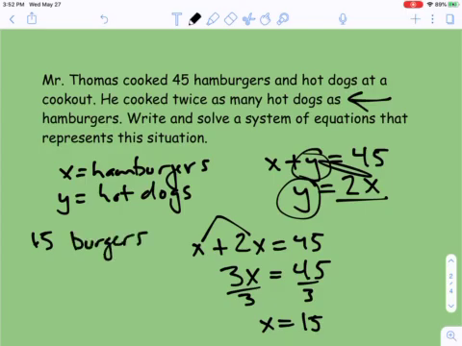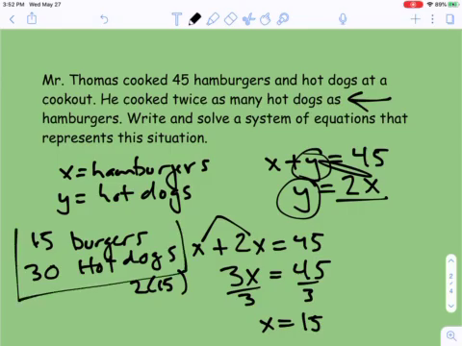And then he made hot dogs, right? And we know that it was twice as many hot dogs as hamburgers. Well, if he made 15 hamburgers, he made 2 times 15 hot dogs, which is 30. So he made 30 hot dogs and 15 hamburgers.